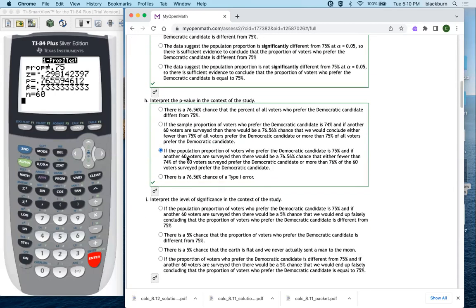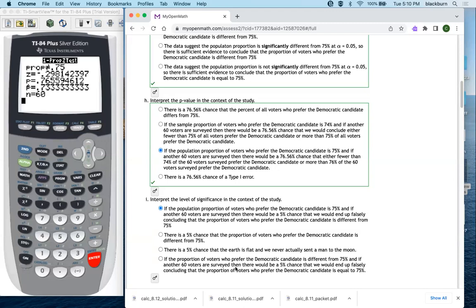Okay, because we're trying to figure out something about the population proportion. So I'm not going to say this sample proportion. All right. The population proportion of voters who prefer the Democratic candidate is 75%. If another 60 voters are surveyed, then there would be a 5% chance we would end up falsely concluding that the proportion of voters who prefer the Democratic candidate is different from 75%.